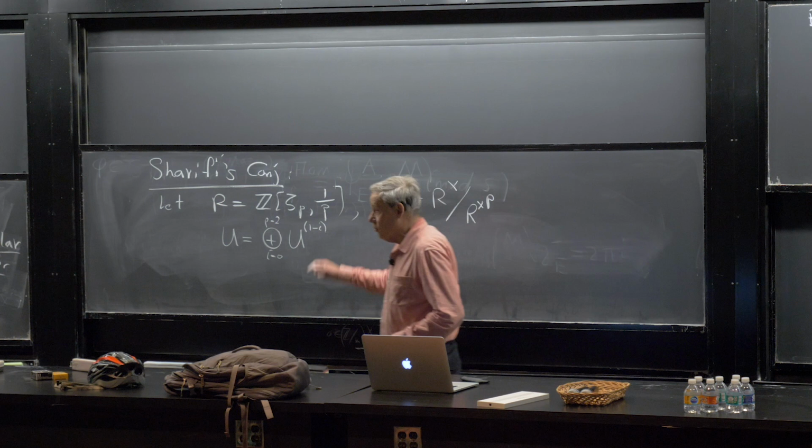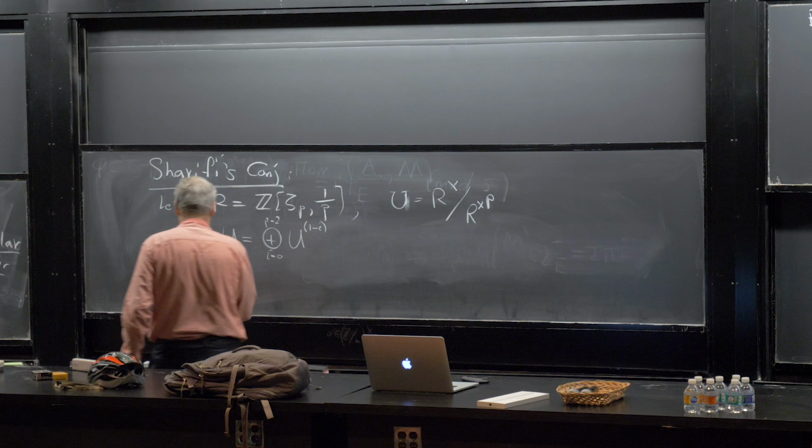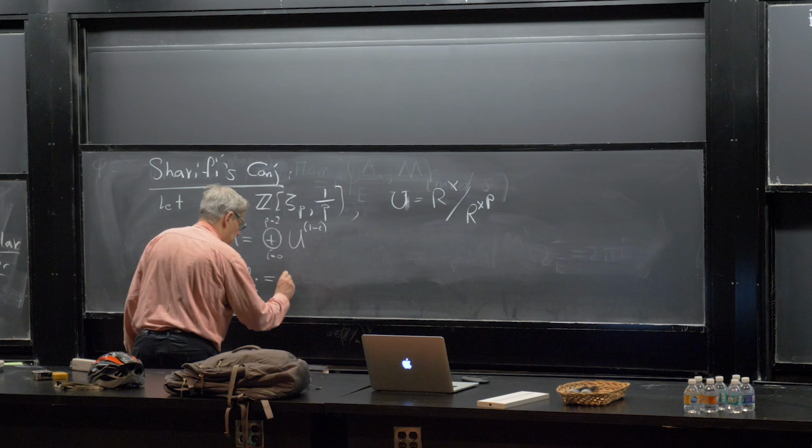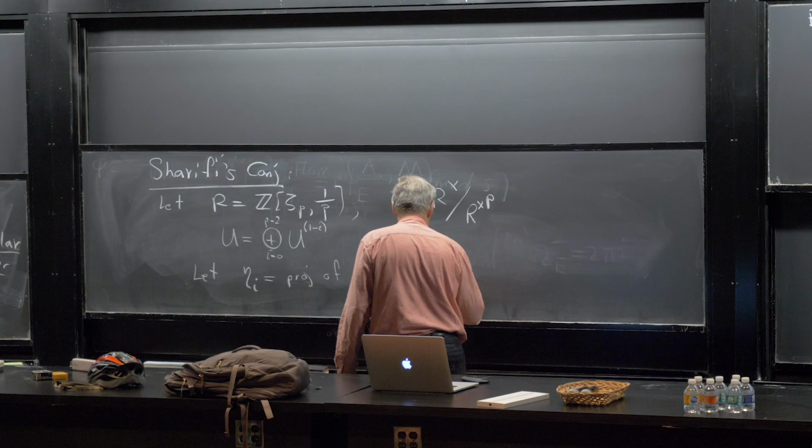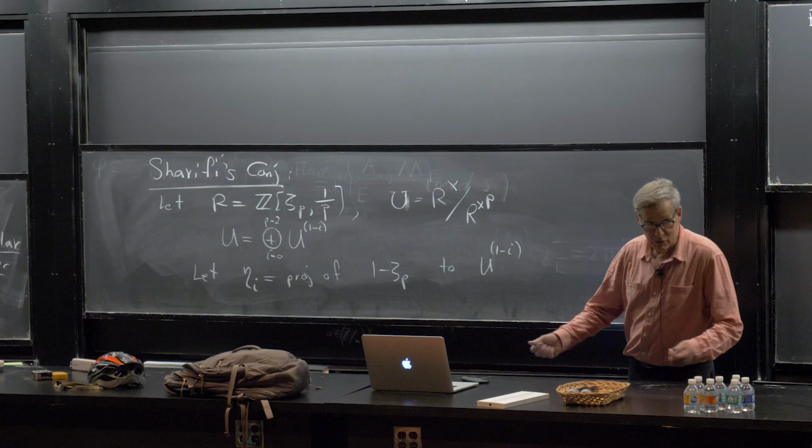Okay, and then we let eta_I be equal to the projection of 1 minus zeta_p, this is an element of R cross, to U_{1-I}. So that's just some element in the 1 minus I piece of that thing.